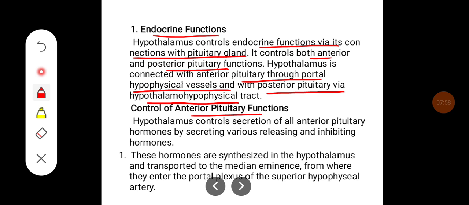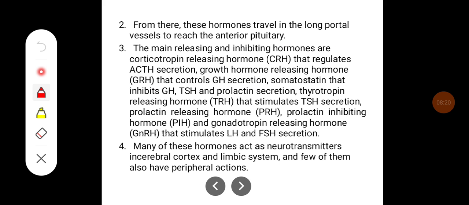Control of anterior pituitary functions. Hypothalamus controls secretion of all anterior pituitary hormones by secreting various releasing and inhibiting hormones. These hormones are synthesized in the hypothalamus and transported to the median eminence, from where they enter the portal plexus of the superior hypophyseal artery.